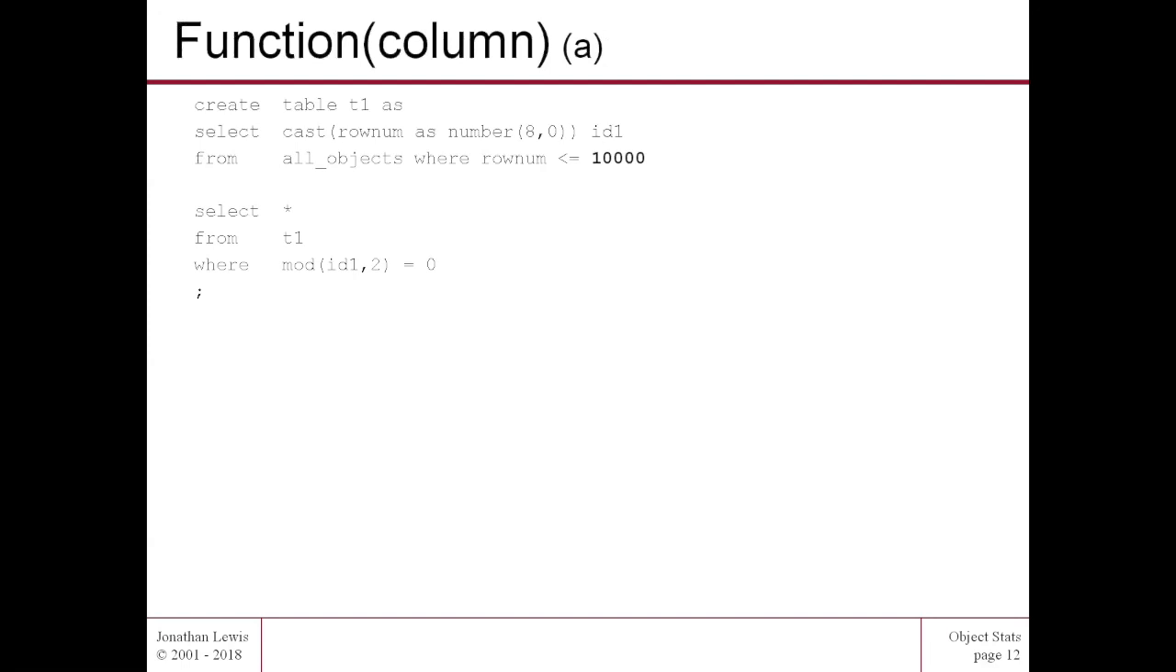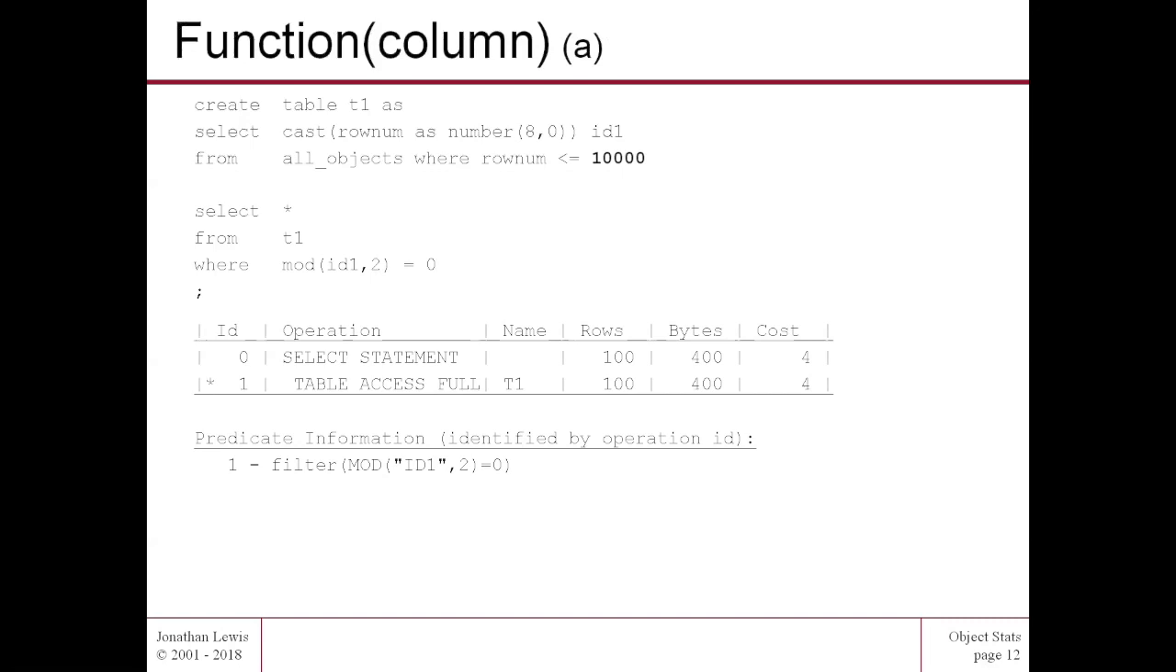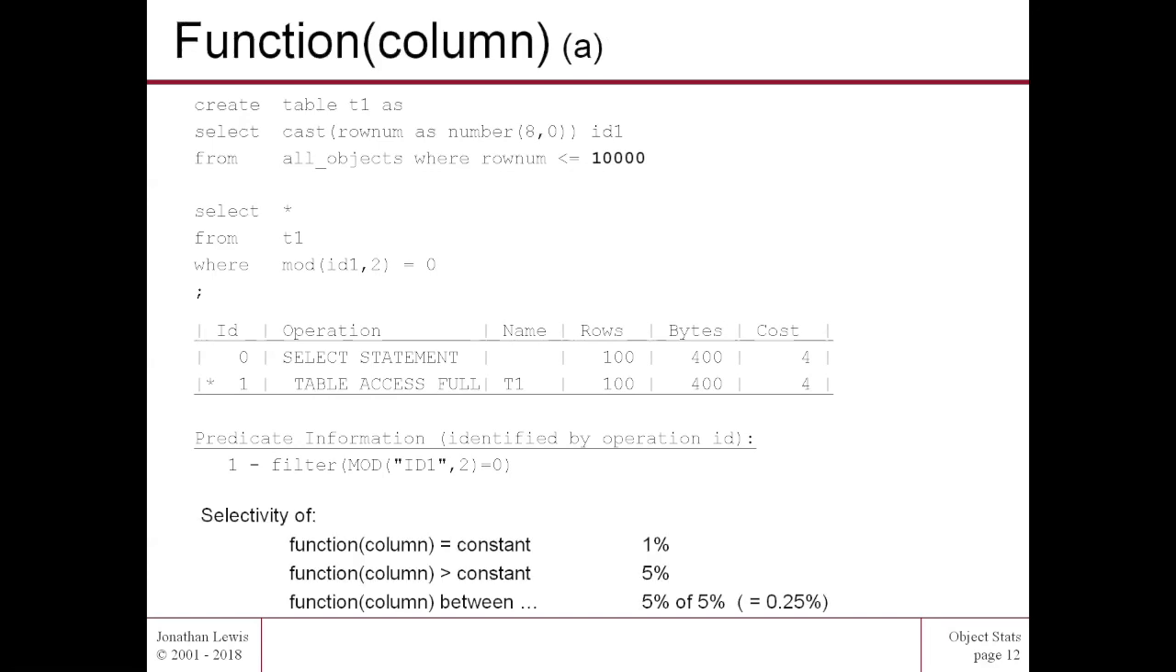Okay, what does Oracle say? 100 rows, because it's guessing. Oracle has no idea what the impact of the mod function will be on your data. So just as we have a 5% guess with subqueries, Oracle says function of column equals constant, let's call it 1%. If you go for function of column is greater than or less than constant, we'll guess at 5% again. Function of column is between a couple of values, it's 0.25%.